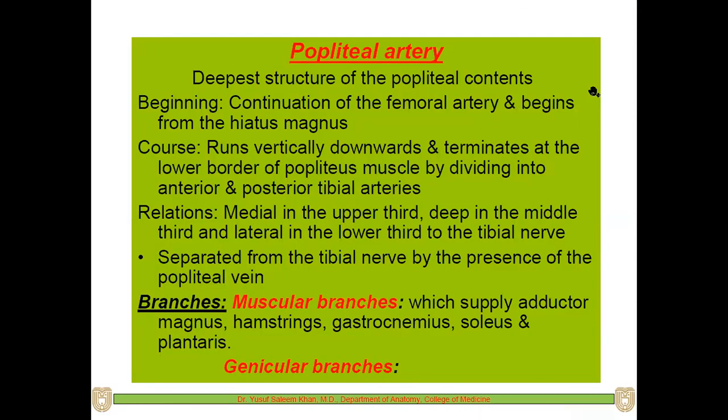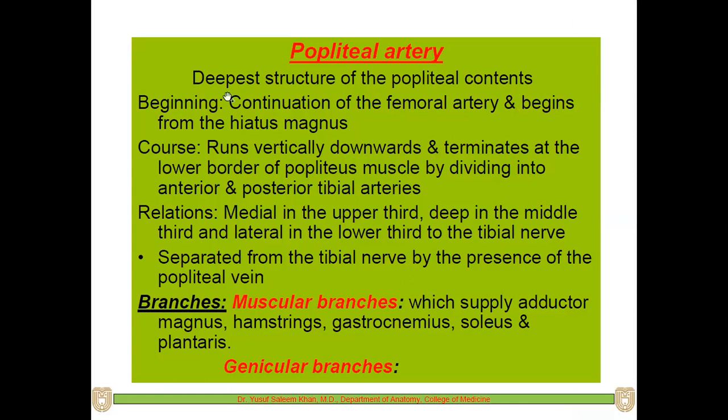Okay, so this is the deepest structure of the popliteal contents. The popliteal fossa is a region within which the popliteal artery will be the deepest. Other structures are superficial. So feeling the pulsation of the artery here is difficult.